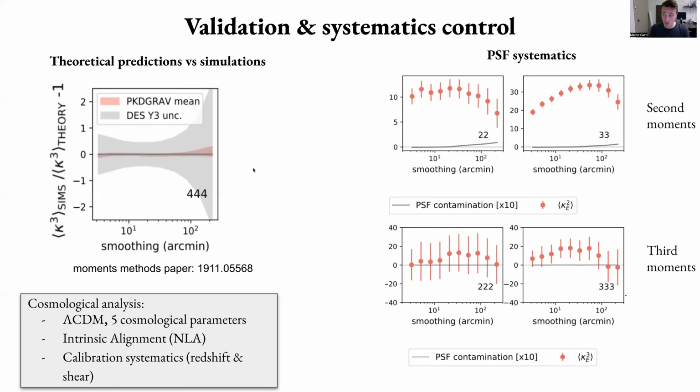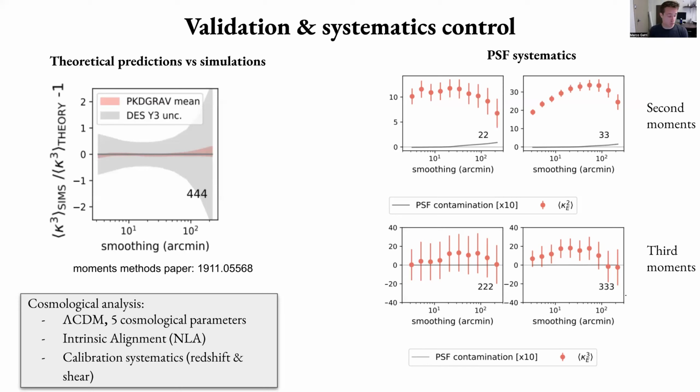The cosmological analysis using non-Gaussian statistics is as complex as the fiducial 3x2 point analysis from DS. We're varying 5 cosmological parameters. We're including astrophysical effects like intrinsic alignment, and we're also including all the calibration systematics. So we're doing something complex, not making simplifying assumptions. We really want this analysis to be as robust as the fiducial Gaussian analysis from DS.